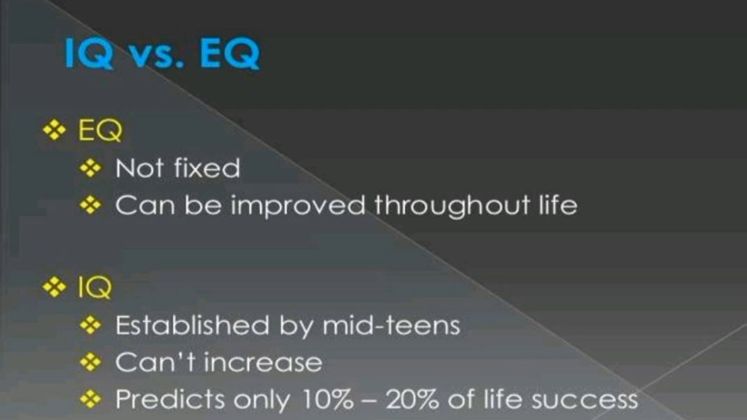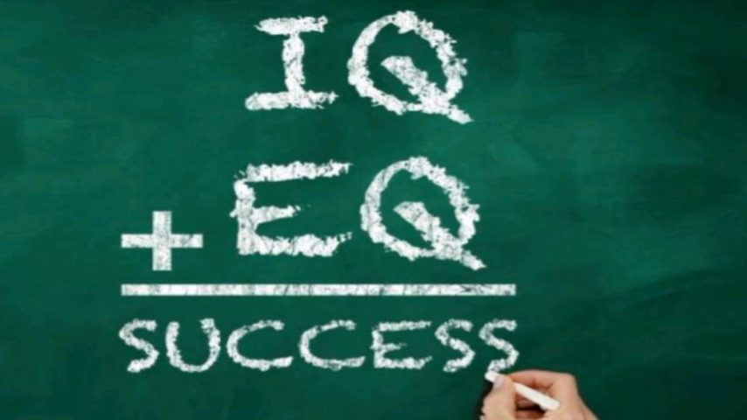IQ versus EQ. EQ is not fixed, it can be improved throughout life. IQ is established by mid-teens, cannot increase, and predicts only 10 to 15% of life success. So here IQ plus EQ equals success.